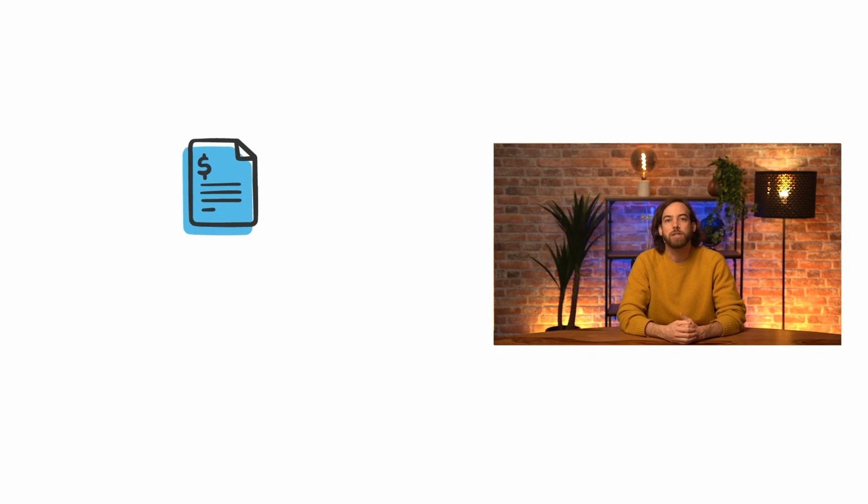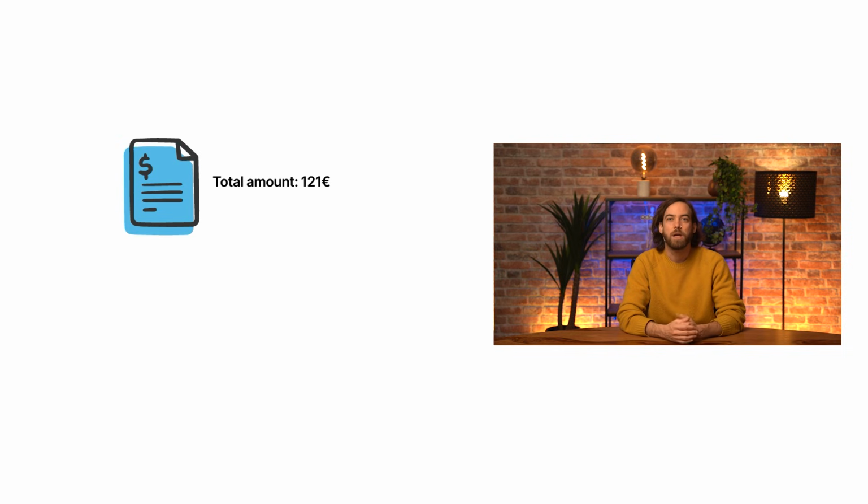Take a customer invoice. If the total amount that the customer owes us is 121 euros, this amount is recorded in the account receivable. But the 121 euros is divided into two elements, a base amount of 100 euros and a tax amount of 21 euros, based on a 21% tax rate.